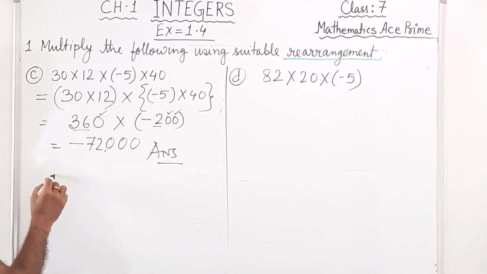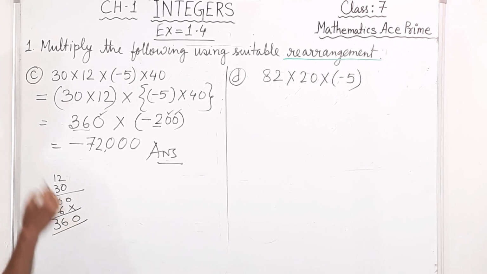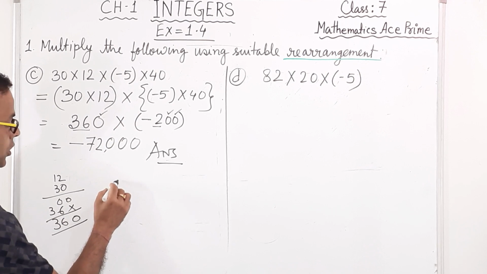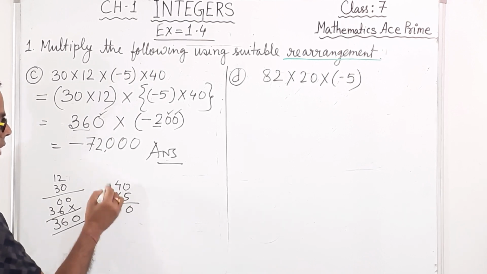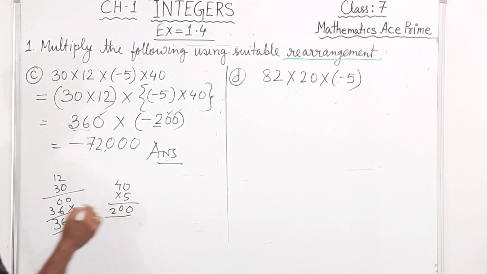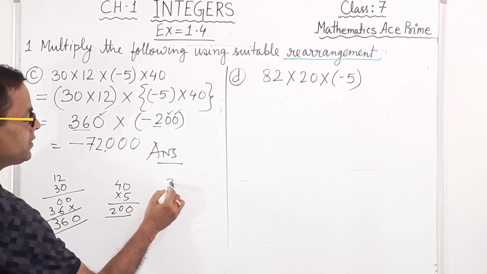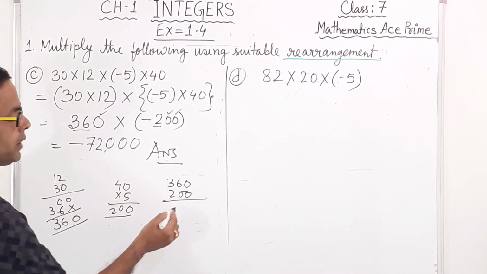See here, 12 and 30, you can do the rough work. 0, 0, then 3 twos are 6, 3 ones are 3, so 360. Clear? And this one also, if you cannot do it, 40 into 5: 5 zeros are 0, 5 fours are 20. So 200. Again, when you are multiplying 360 and 200, you have to multiply.